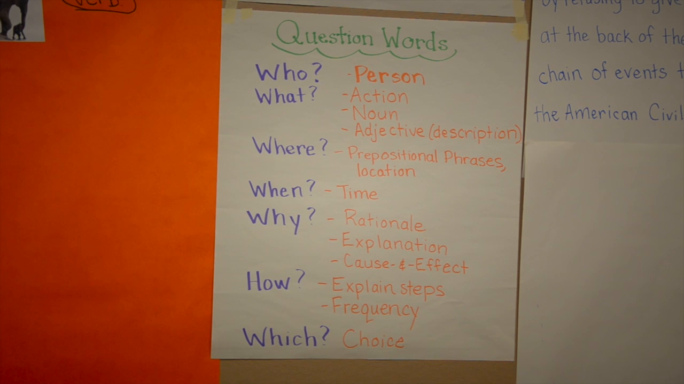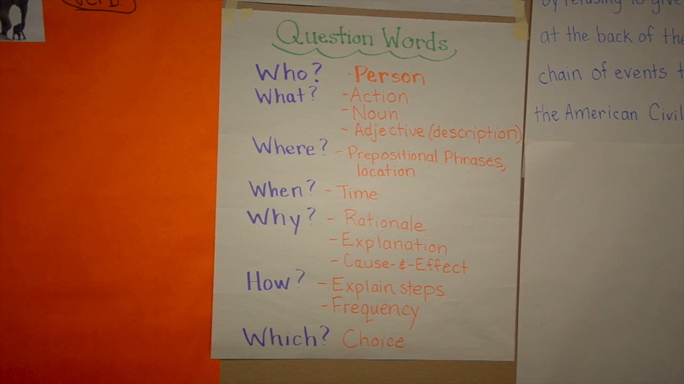So a who question is referring to information about a person. A what question might be referring to an action. It might be referring to a noun or to an adjective. So it could be like, what did you do in the morning, referring to an action, or it could be what kind of pet do you have, which might be a noun, or an adjective, like what color is your backpack. So it could be referring to any of those three things.